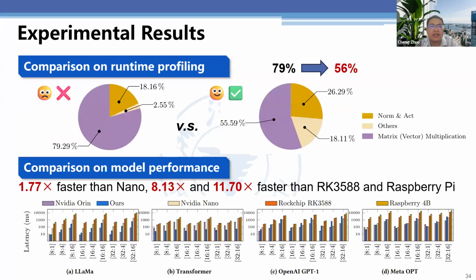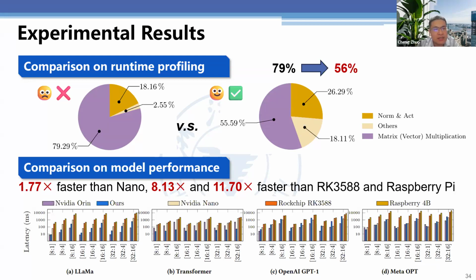So finally, we want to look at the comparison of the runtime profiling. As you may recall, at the very beginning we showed that the majority of the runtime is spent on the matrix-vector multiplication and the matrix multiplication, which is almost 80% of all the runtime. After the binarization and all this SoC design optimization, the matrix-vector multiplication only consumes about 56% of the overall runtime. Meanwhile, the normalization time and the activation time increased, and we also need to spend more time on quantization, dequantization, and some scheduling.